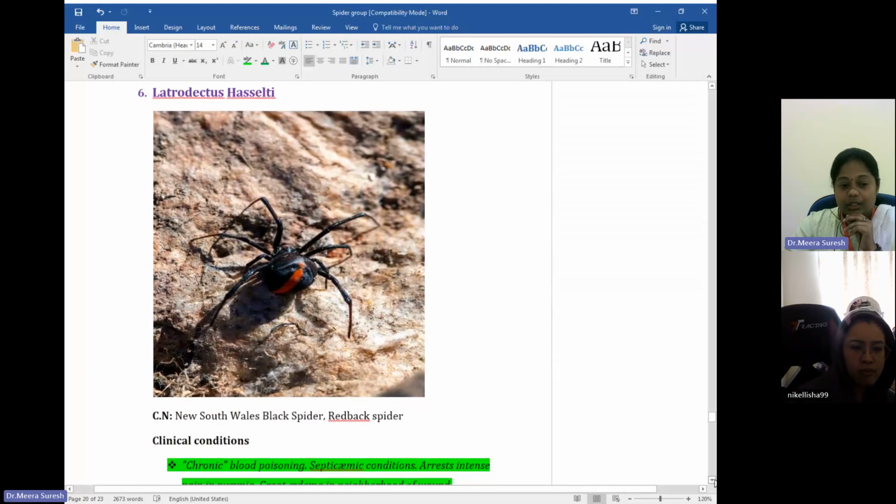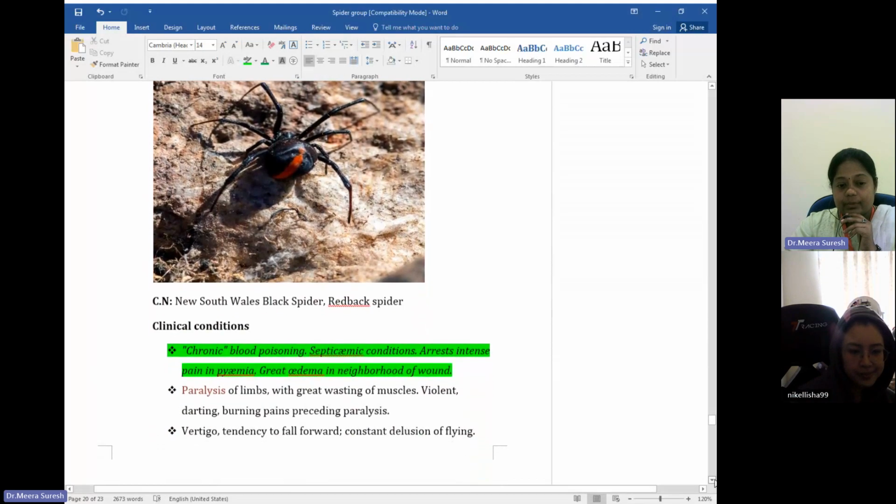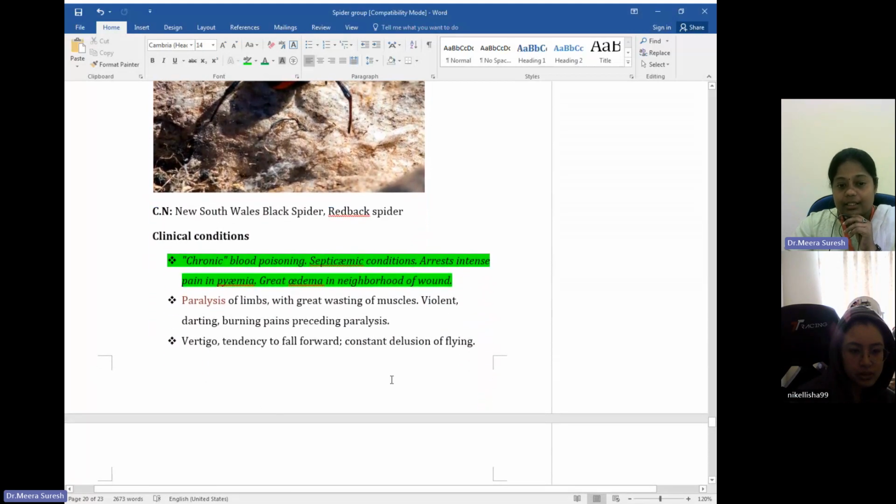I don't know. So this medicine is mostly, there are other symptoms, but I want you to remember only chronic blood poisoning, septicemic condition. It arrests pyemia, the pain in pyemia, and edema in the neighborhood of wound. But I don't want you to remember this medicine also. It is not important. Latrodectus hasselti. I just mentioned because it is there in your syllabus. So I just mentioned that. And if at all you are remembering, I want only you to remember this chronic blood poisoning.